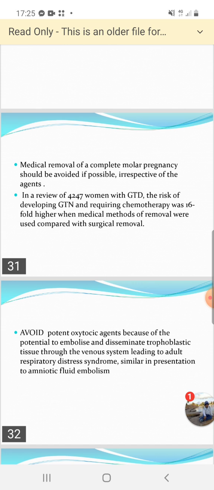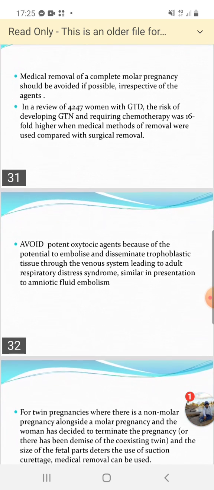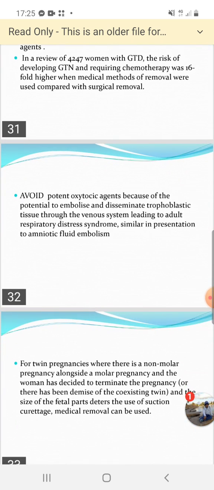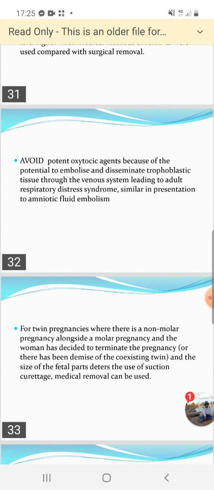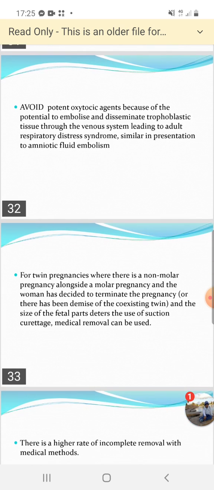Medical removal of complete molar pregnancies should be avoided if possible, irrespective of the agent, because it increases the risk of requiring chemotherapy. It was 16-fold higher when medical methods were used for the complete molar as compared to surgical removal. Avoid potent oxytocic agents because there's potential to embolize and disseminate trophoblastic tissue through the venous system, leading to respiratory distress syndrome similar to the presentation of amniotic fluid embolism.